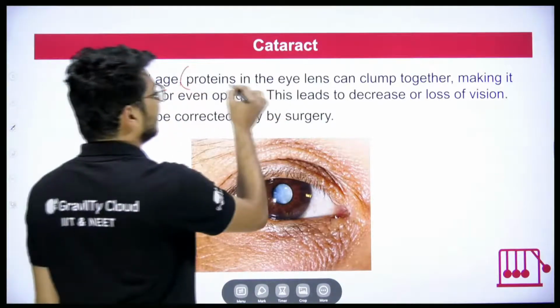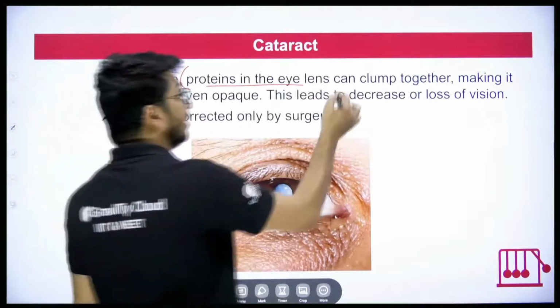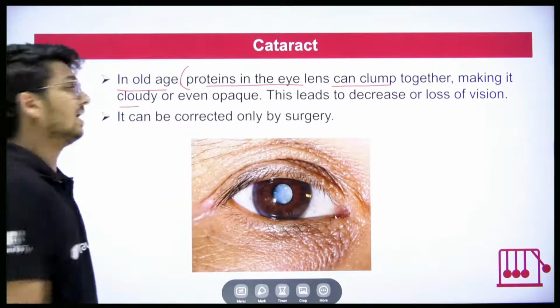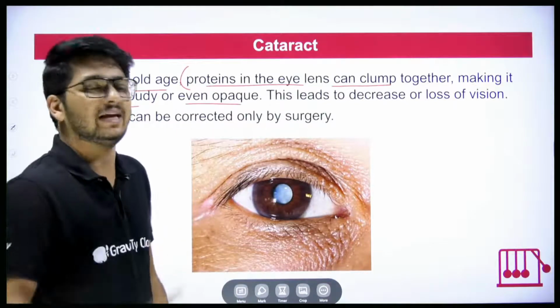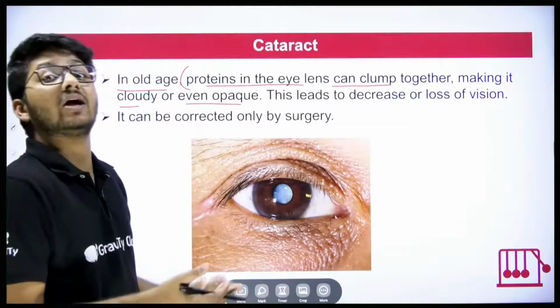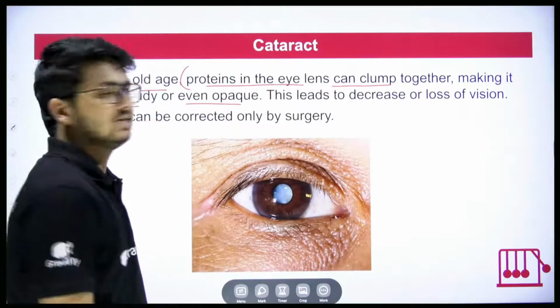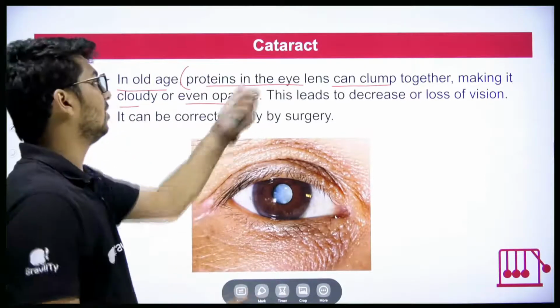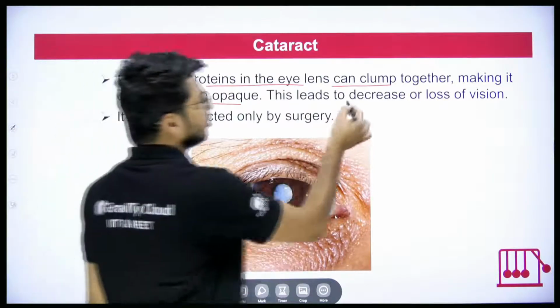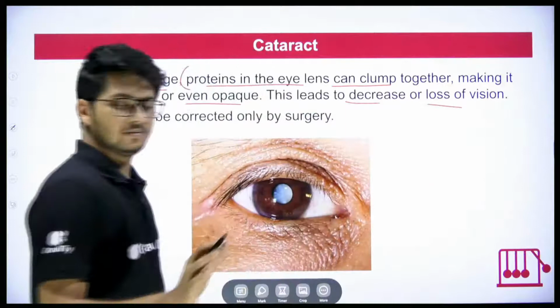Proteins in the eye lens can clump together, making it cloudy or even opaque. And what does opaque mean? It does not allow light to enter, and if light does not enter, you cannot see. So a layer is formed because of proteins in the eye. This leads to decrease or loss of vision.